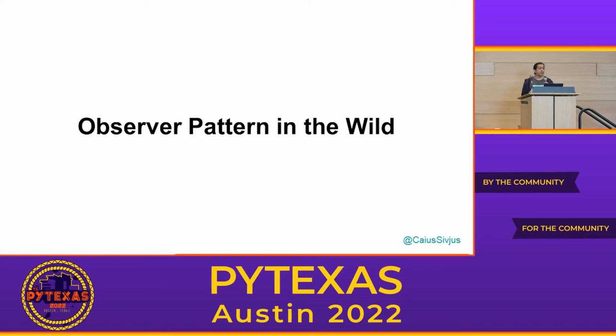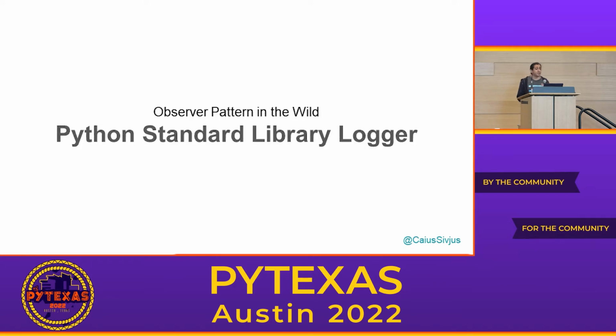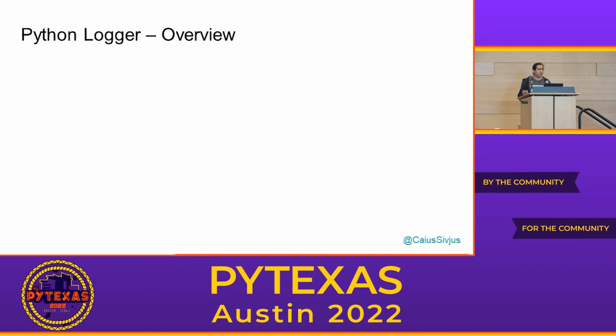Now that we have a sense of the observer pattern and how we can use it, let's take a look at various open source implementations of this pattern. Digging into open source code, or really anybody's, like other people's code, it's going to help us understand how other people solve the problem, and hopefully we can use this knowledge to make our code just a little bit better. So the first example I'm going to talk about is the observer pattern that is in the Python standard library logger. Real quick overview of the Python logger.